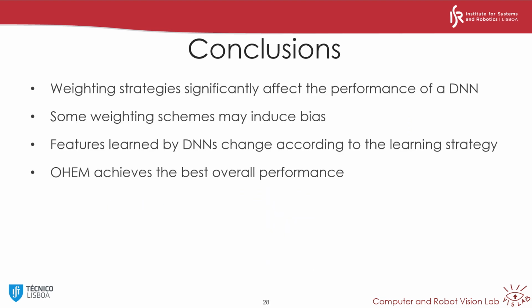This brings me to the end of my presentation, where we have compared different weighting strategies, and we have assessed that all of them influence the performance of a deep neural network. Not all of the methods improve the scores, and when some of them do, they also induce a bias on the model, which is undesirable. We also observe that the features learned by the neural networks change according to the learning strategy, becoming more discriminative for some classes. In our opinion, online hard example mining achieves the best overall performance and further study is required.